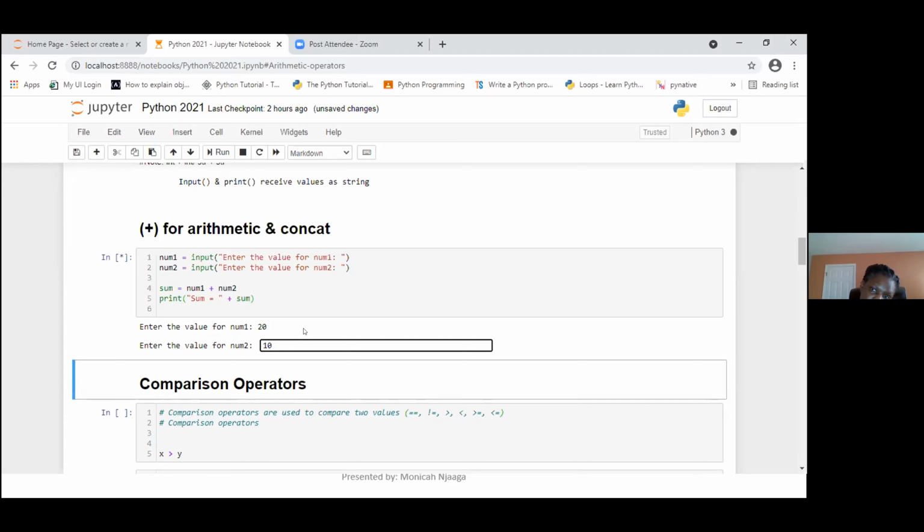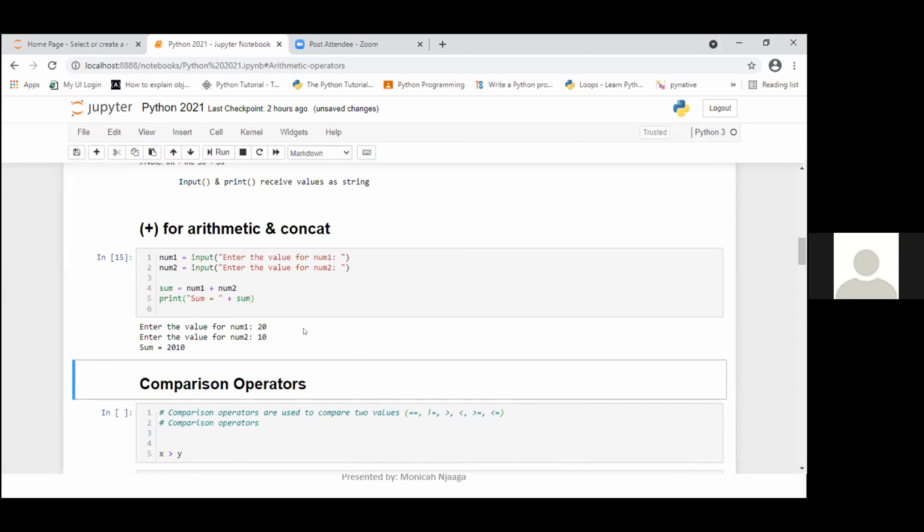Anybody want to give a shot? 30. Can teachers try? No, teachers cannot try. But yeah, Brenda, good, 30. Let's see what the answer is.